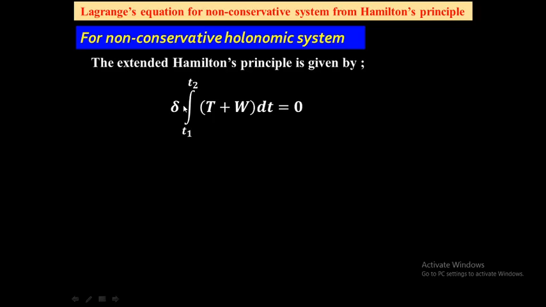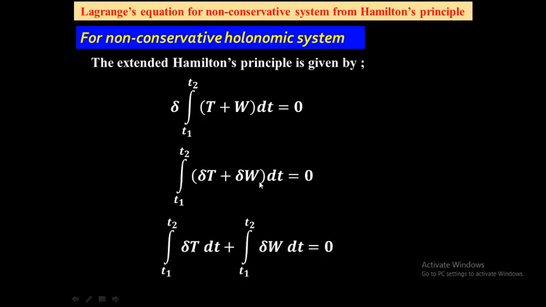This delta is variation. So now we will take this delta inside the integral. So we will get integral of (delta T plus delta W) dt equal to 0. This is the variation in kinetic energy and this is the variation in work done. So we will separate these two terms, since the integral is common to both. So integral from t1 to t2 of delta T dt plus integral from t1 to t2 of delta W dt equal to 0.